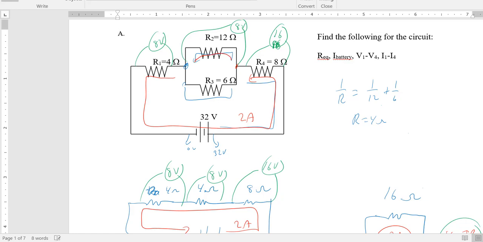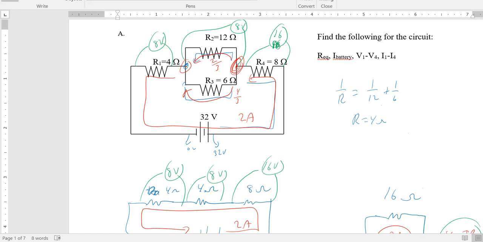How much current goes up top through R2? Well, it's 8 divided by 12, which is 2/3. And how much current goes down here? Well, that's 8 divided by 6, which is 4/3. Now, a quick note, look at Kirchhoff's junction rule. 2 amps goes into this junction, 2 amps better come out. Well, 2/3 plus 4/3 is 6/3, that's 2. And same thing here, those two currents meet and become 2 amps again.